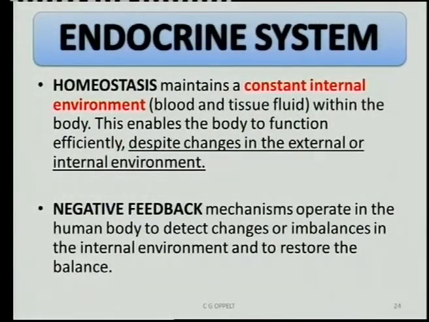Endocrine system, and the first thing that you have to know is that the endocrine system, with all the other systems in the body, plays an important role in homeostasis, and that's maintaining a constant internal environment. And know the definition. Unfortunately we don't have time to talk about all the hormones in your body because they're very interesting. But what we are going to concentrate on today is the negative feedback system. There are many negative feedback systems, but we're doing it in relation to the endocrine system. It's a mechanism that operates to detect changes and imbalances in this internal environment and then to restore the balance.